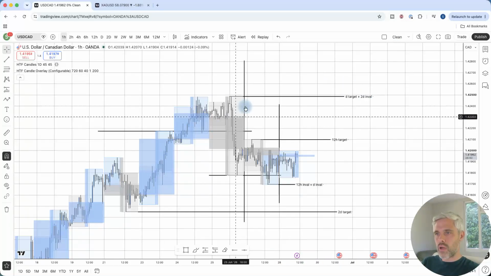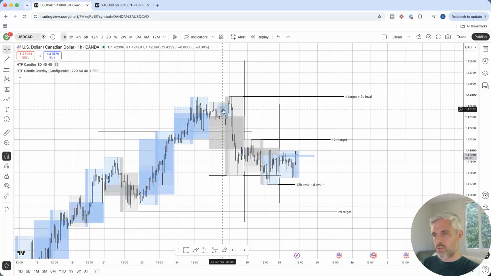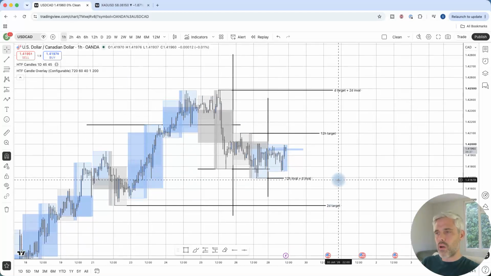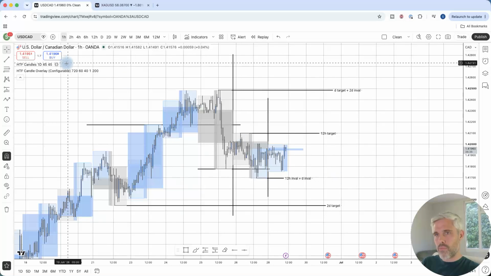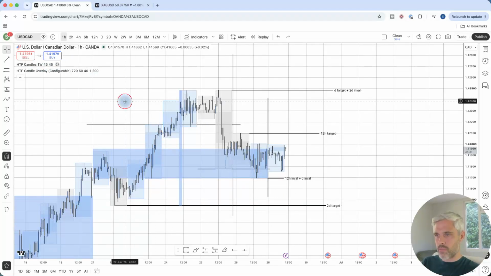But the 2-day has already swept the liquidity in this region here and is looking to reverse. So we're at somewhat of a stalemate. But we don't need to just stop there. We can keep working up the timeframes.